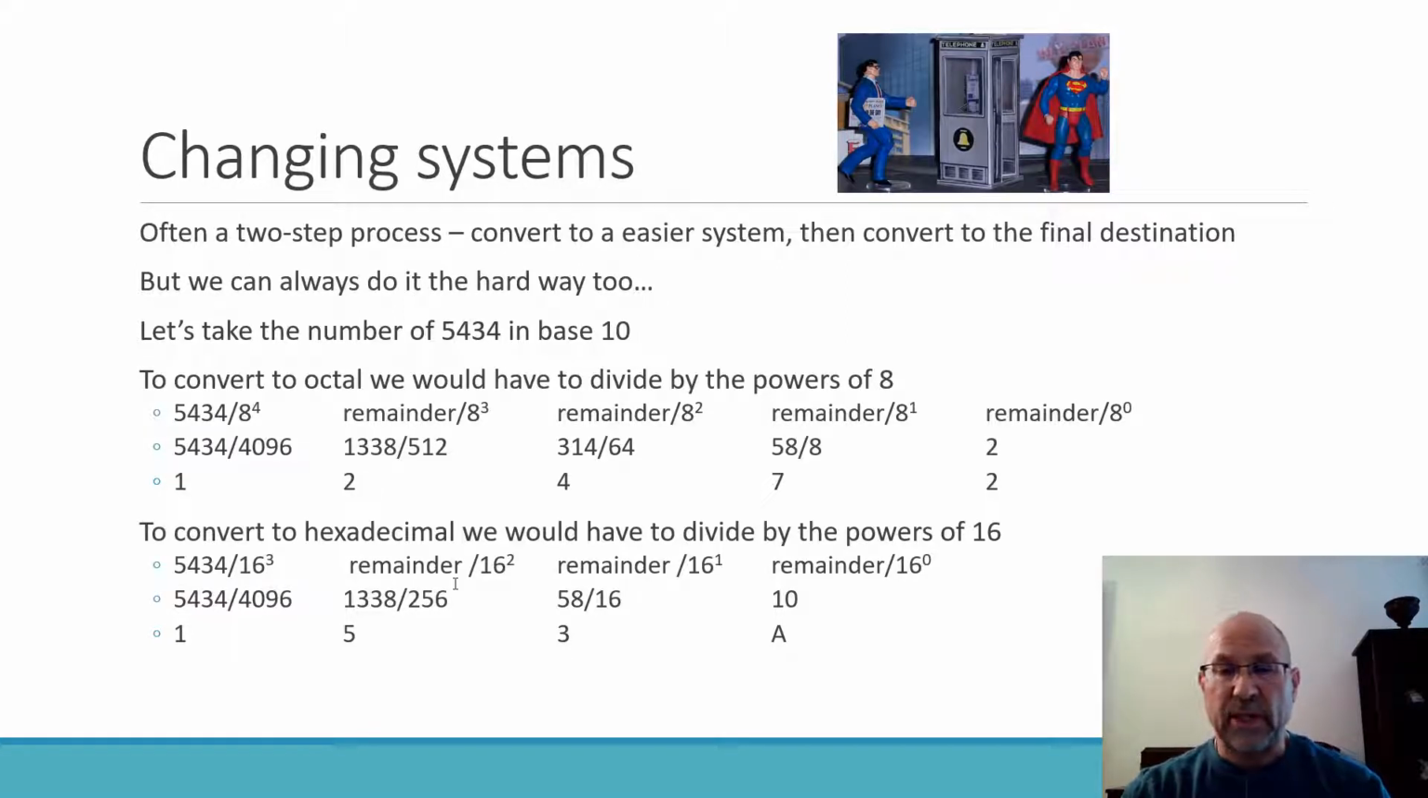Well, that looks kind of similar, 58, but now we're dividing by 16, not 8. And so that goes in there 3 times. What's the remainder? 10. And then, wait a minute, what is 10 in hexadecimal? Oh, that's the letter A. And so the hexadecimal conversion is 153A.